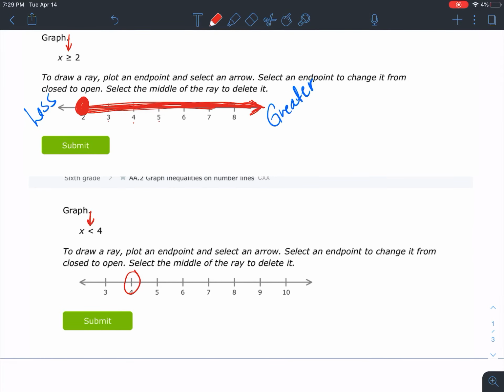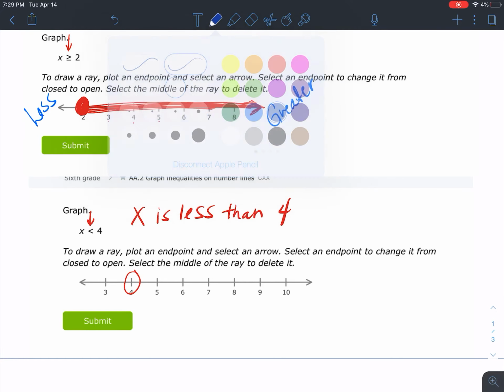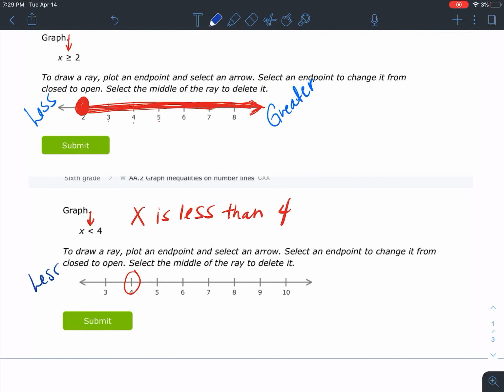So I'm reading this as x is less than 4, and I'm going to write less and greater. Then I need to see what numbers are less than 4. Is 5 less than 4? No. Is 3 less than 4? Yes. So I'm going to shade it in this way.